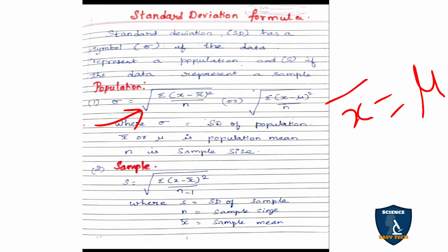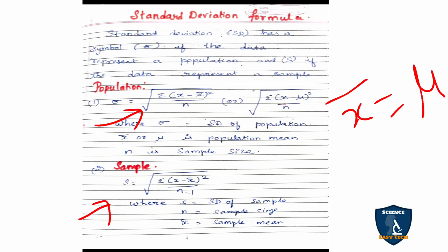So for that you can use the first formula itself, where sigma is the standard deviation of the population, x bar or mu is the population mean, and n is the sample size. So I told, if the sample size is less, less than 30 like that.